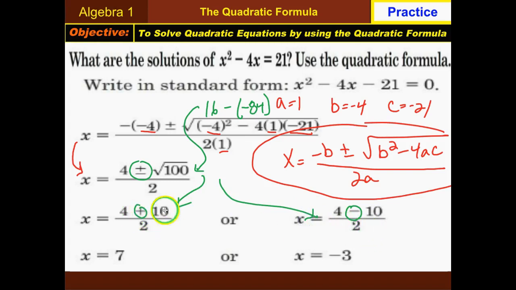Okay? 4 plus 10 was 14 divided by 2, which is 7. 4 minus 10 is -6 divided by 2, which is -3. All right? Which means this should have factored, working it backwards, it should have factored to x minus 7 and x plus 3. Two numbers that multiply to -21 and add to -4.